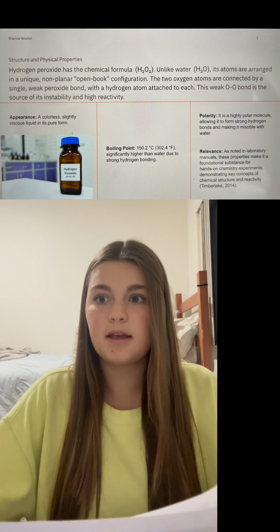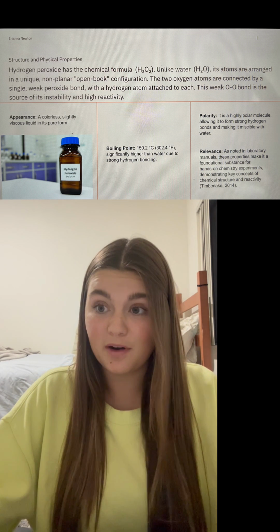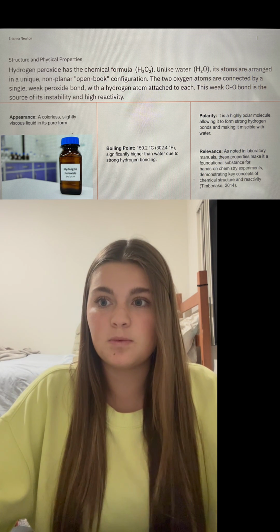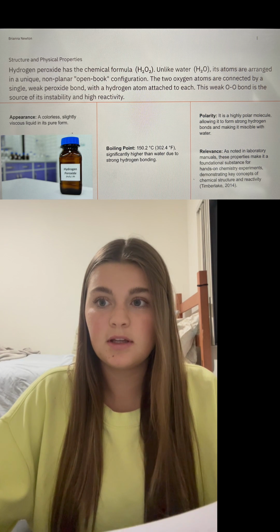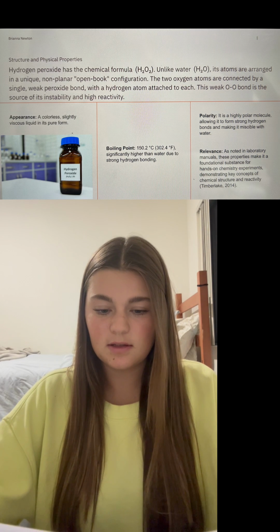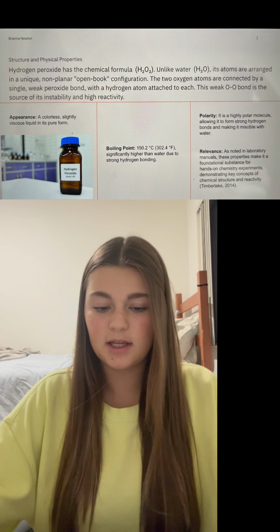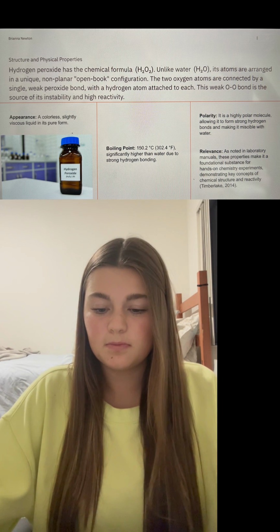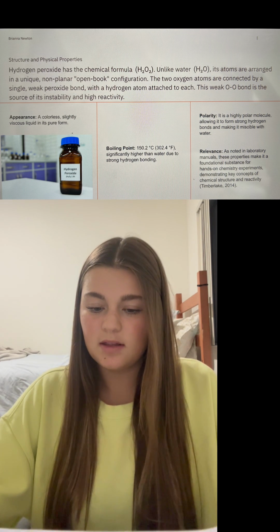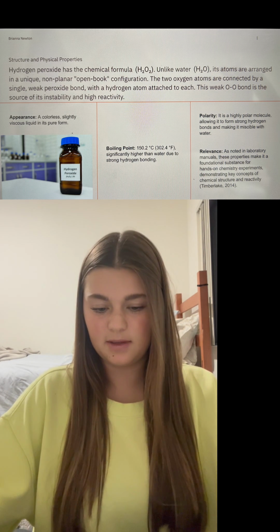Hydrogen peroxide has the chemical formula H2O2, which is different from water, which is H2O. Hydrogen peroxide has one more oxygen than water does. This is a non-polar bond. The two oxygen atoms are connected by a single weak peroxide bond with hydrogen atoms attached. This weak oxygen bond is the source of its instability and high reactivity.